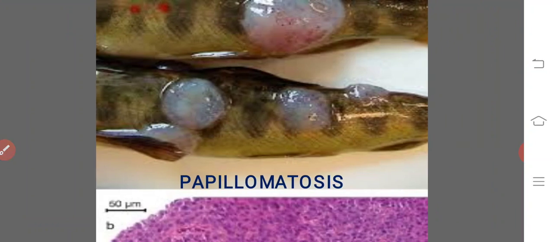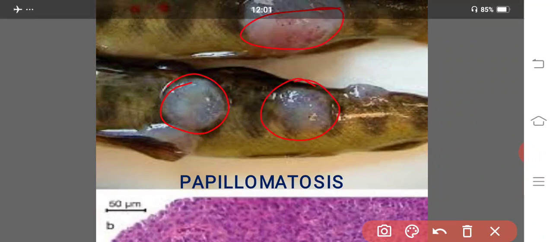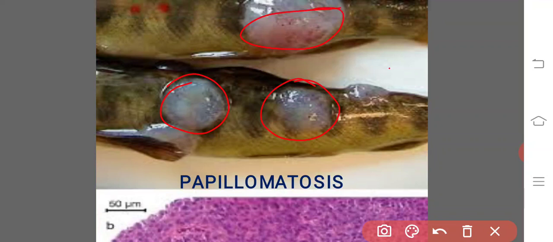Coming to the papillomatosis. So papillomatosis is exhibited in the form of a tumor. Here we will observe it in the form of a tumor with a cauliflower-like appearance. Hence, this is also known as the cauliflower disease.